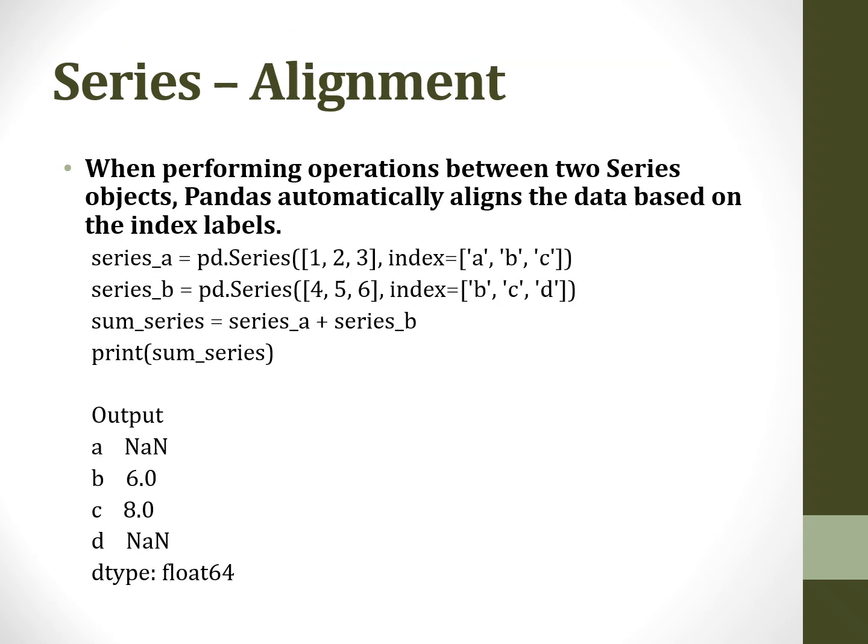Next, see what happens here. The first series is given as 1, 2, 3, and the second series is given as 4, 5, 6. All these are data, and we are assigning an index to these series. For the first, index a corresponds to 1, b to 2, and c to 3. Similarly, for the second, b is assigned 4, c is assigned 5, and d is assigned 6. Suppose we are performing addition in such a case; you have to understand clearly that addition will be performed only if both the index values match.